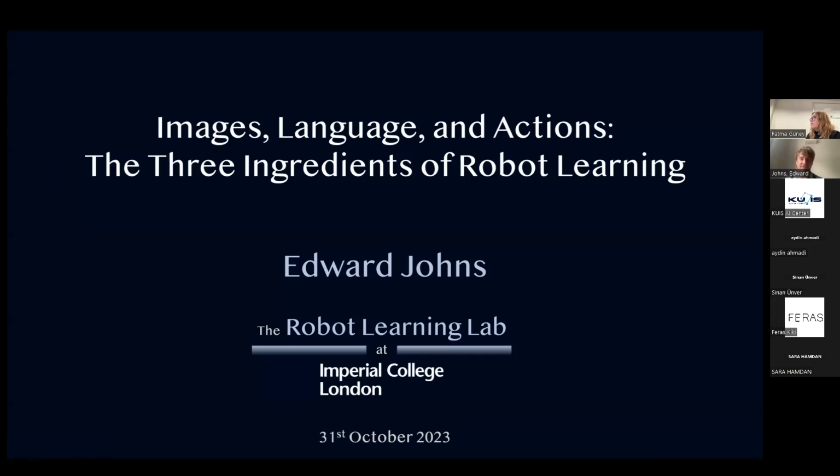So thank you very much for inviting me today. I'm going to talk about robot learning from the perspective of images, language, and actions, which are really the three ingredients that you need in robot learning. Particularly these days, language is becoming much more common, and the developments in large language models have allowed us to start introducing language into robot learning in a way that wasn't possible before. So I'm going to talk about these three different components of robot learning.